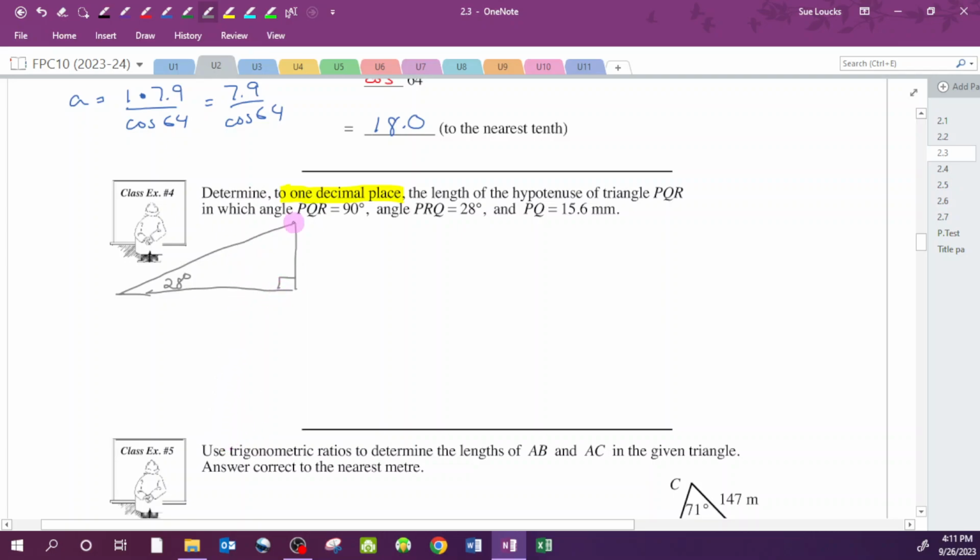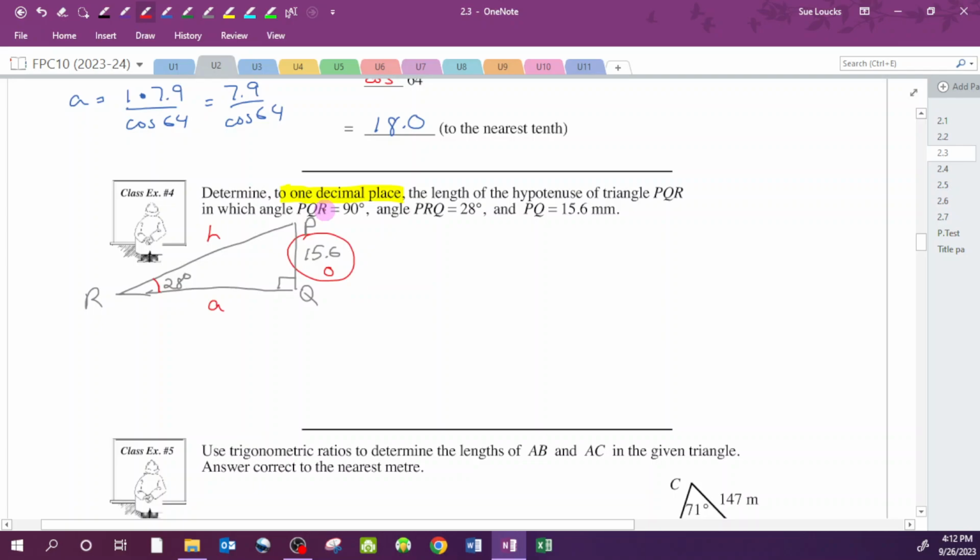So now I need to label it. It tells me that angle PQR is 90 degrees. That means that it's at point Q, the middle letter. And angle PRQ, which is this 28 degrees, it's at point R. What it actually means is it's the angle that goes from P to R to Q, which means that this point up here is P. That's the third vertex that I'm given. And then it tells me that PQ is 15.6.